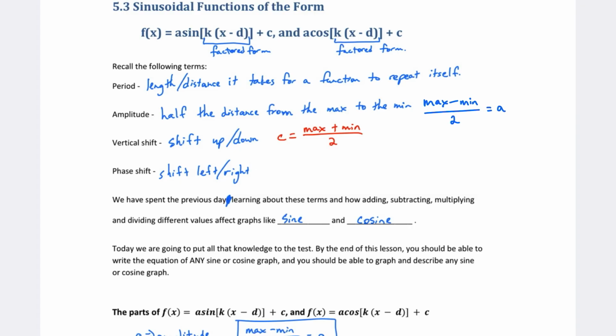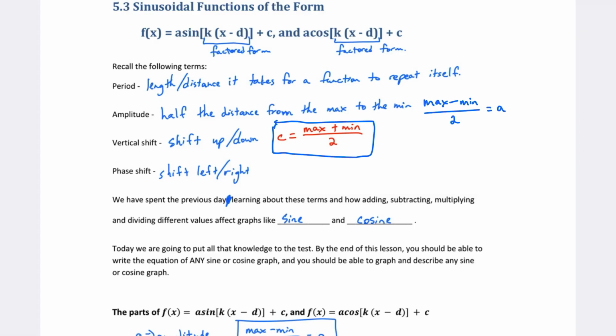The vertical shift, we haven't looked at a formula for that, but that is a shift up or down. We can imagine the vertical shift, since that finds the middle point of our graph, would mean looking at the maximum and the minimum and finding the average of the two. So to find the average, we add the two up and we divide by 2. So we can think of the vertical shift as max plus min divided by 2. And that gives us our C value in the equation.